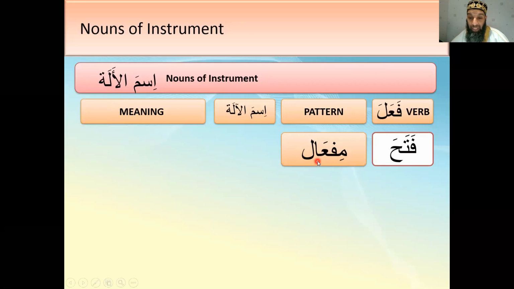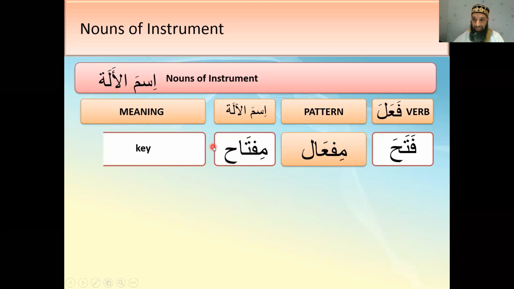When you put fataha in the mif'alun pattern, in the mif'alun machine, you get miftahun. And this mif'alun is a pattern for the tool of the verb. So it's the thing that makes the verb happen, you know what I mean?